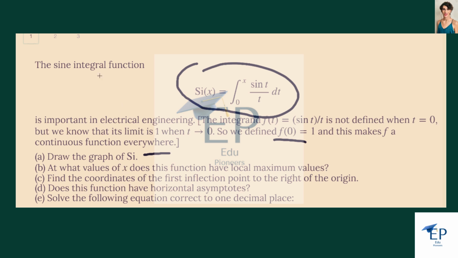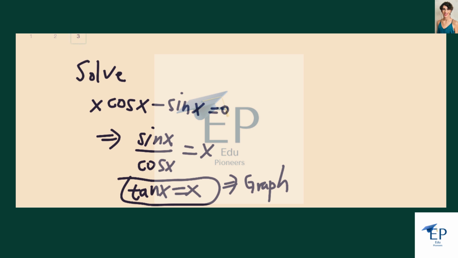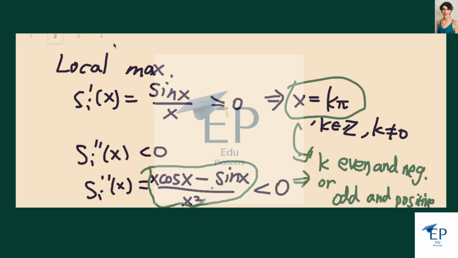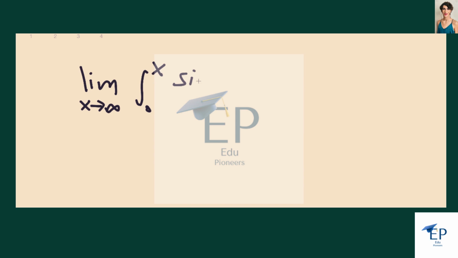Does this function have a horizontal asymptote? So when x goes to infinity, does this converge basically? Not pi over 2, but infinity. No, here should be x. Sine t over t dt.